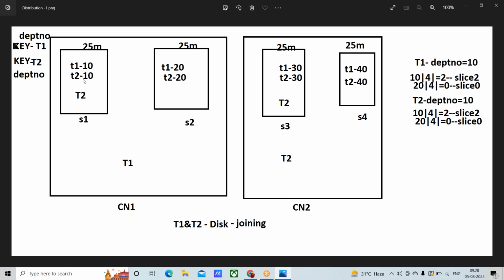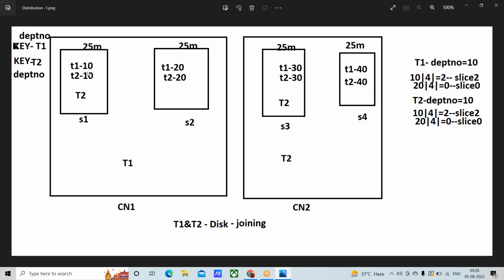All terms will be there from T1 and T2. Table 1's 10 is also here, table 2's 10 is also here. Similarly, table 1's 20 is here, table 2's 20 is here. So you find matching values in the same slice itself, and you do whatever join, it may be inner join, left outer, or right outer. What is an inner join? Matching values. Matching values are there in the same slice, so it will just take them and give them as output.